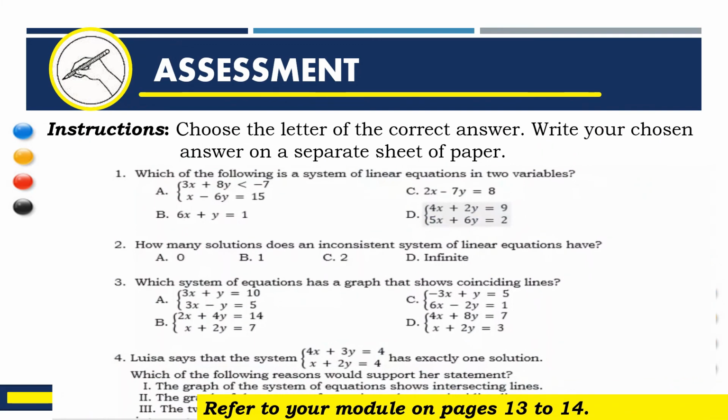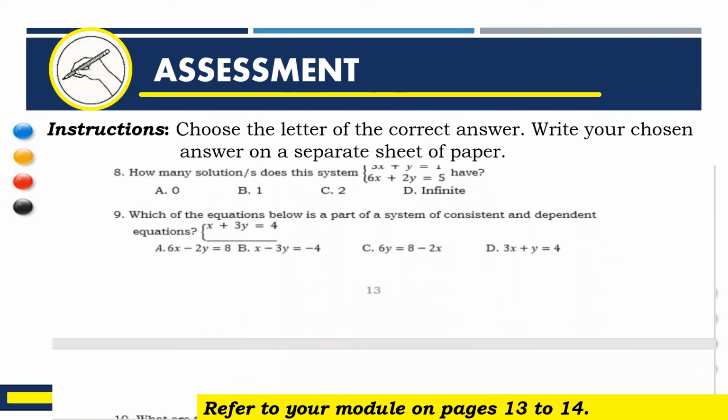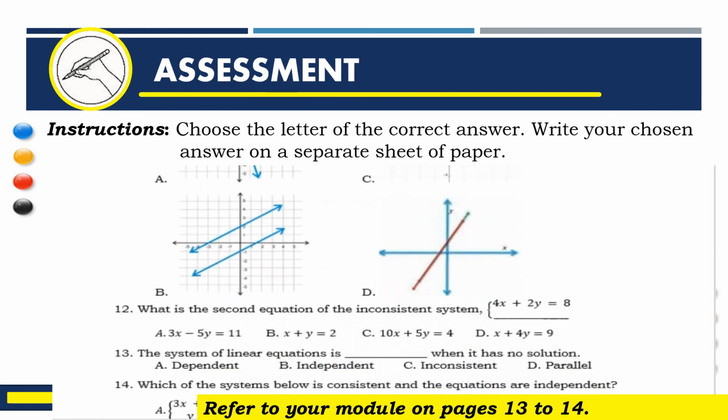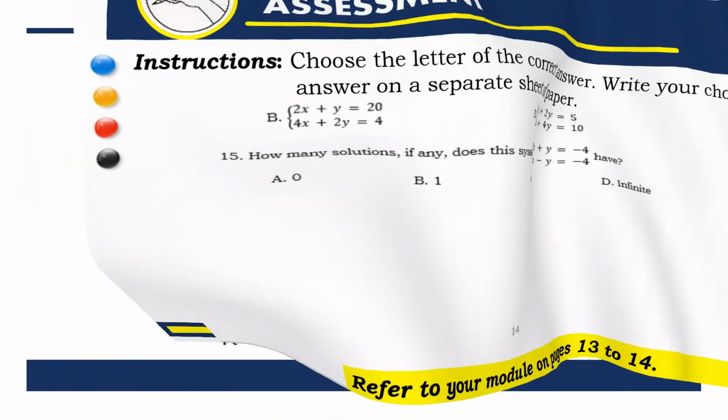And now we are already on the last part of the module in which you're going to sum up all of your learnings and check your understanding through this assessment. So just like what I know, here are the instructions. Choose the letter of the correct answer. Write your chosen answer on a separate sheet of paper. There are also 15 items here, and all you have to do is to write letters only on a separate sheet of paper. And I know you will get a good score in this part. You can also refer to your module on pages 13 to 14.